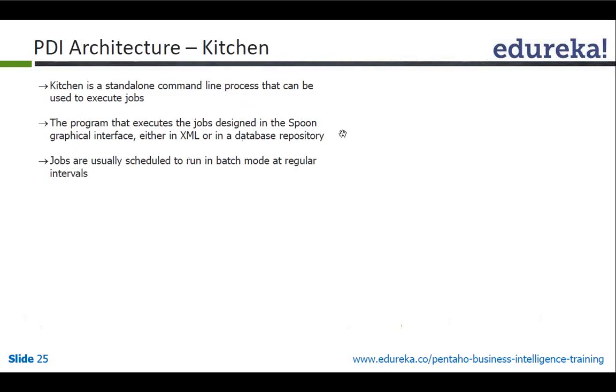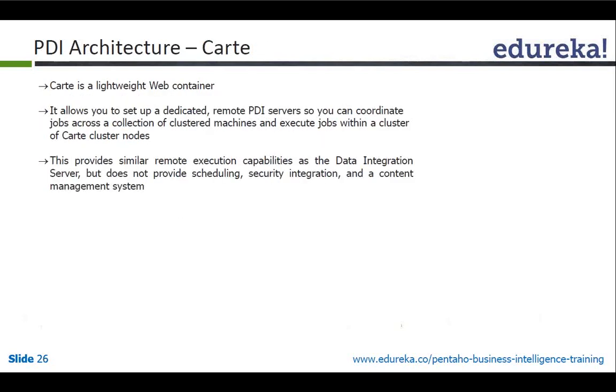The program that executes the job designed in the Spoon graphical interface, either in XML or in a database repository. So XML is one way, and the second way is if you're saving your task stuff in a database, then it will go in the repository. Jobs are usually scheduled to run, so we have already seen that scheduling is possible using Kitchen. So all these are batch files, all command line utilities. They will have two flavors, one is .bat, one is .sh. So depending on your OS, you can use the appropriate version.